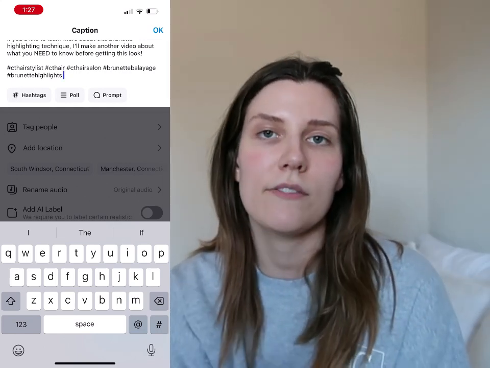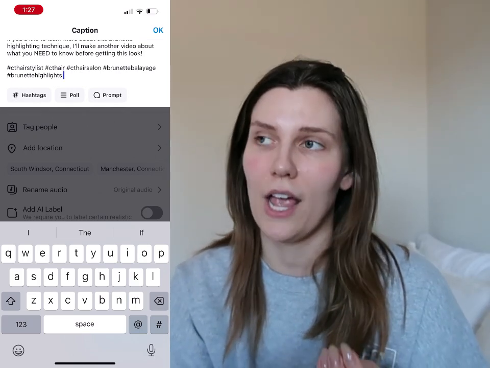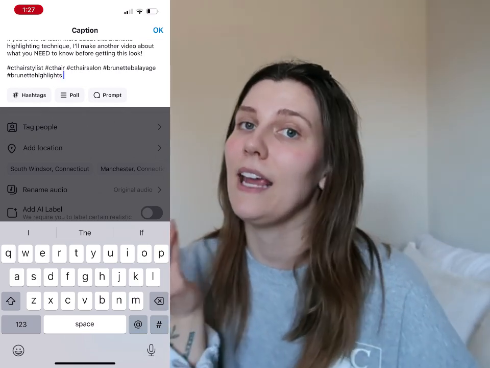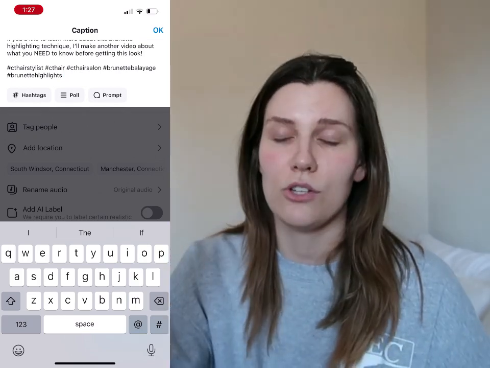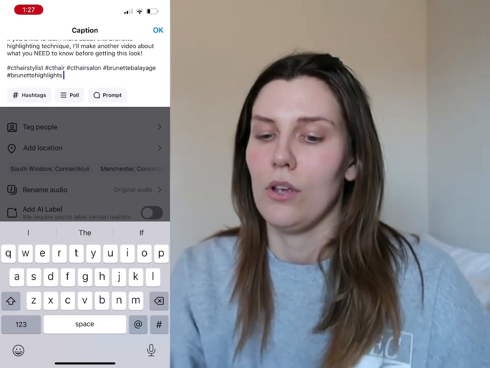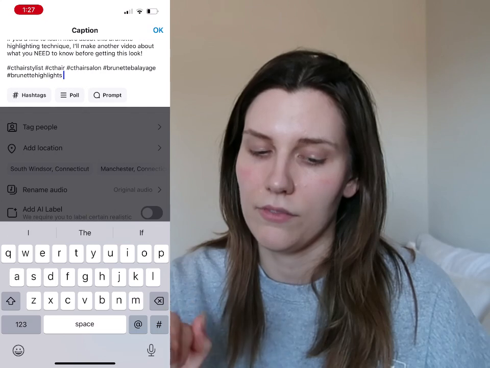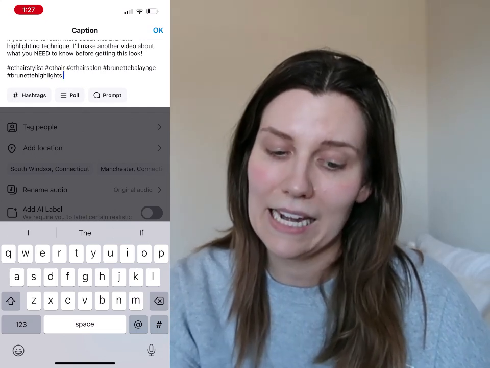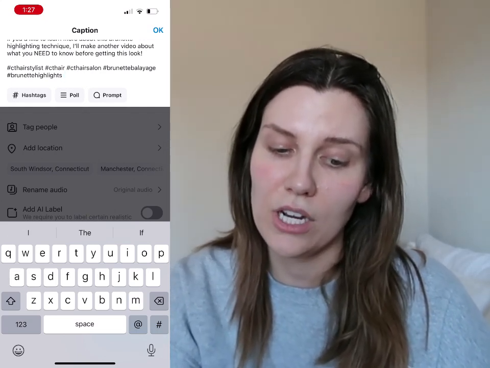So I have a mix of niche and general hashtags. My niche ones being the CT hair, CT hairstylist, that's my location, and my general being the brunette highlights. It's really good to have a mix of the two. And then I'm going to choose my location.